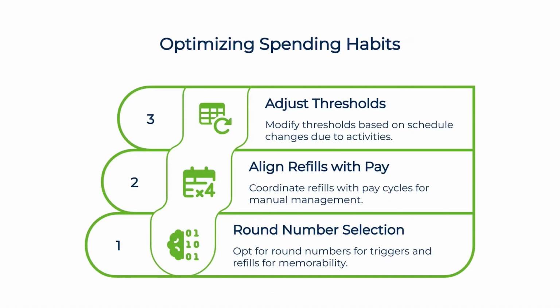Let's add a few pro moves. First, pick round numbers for thresholds and refills. Say a $15 trigger with a $25 refill, so your brain remembers the pattern. Second, align refills with pay cycles if you prefer manual cadence. Third, if your student's schedule changes with sports or clubs, raise the threshold for the season and bring it back down later. Those small adjustments prevent friction without reinventing your setup.